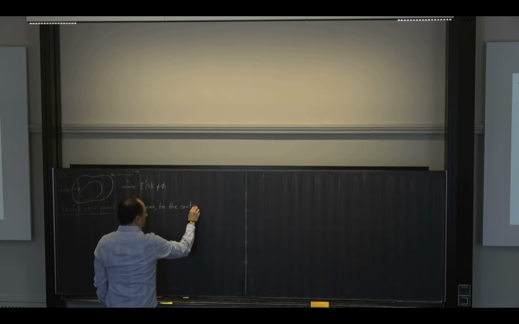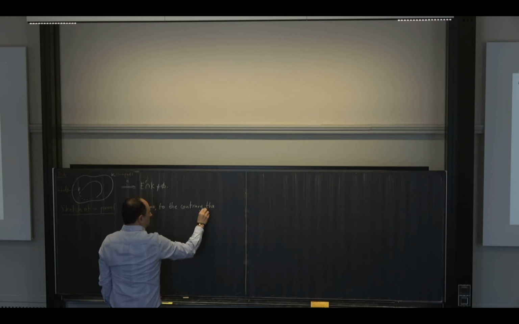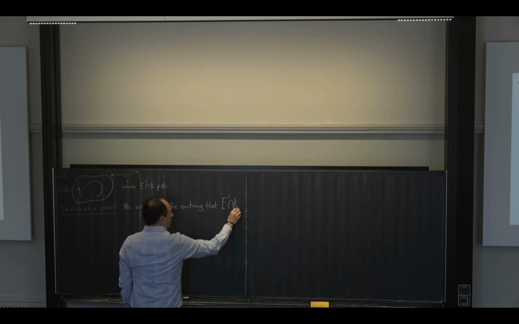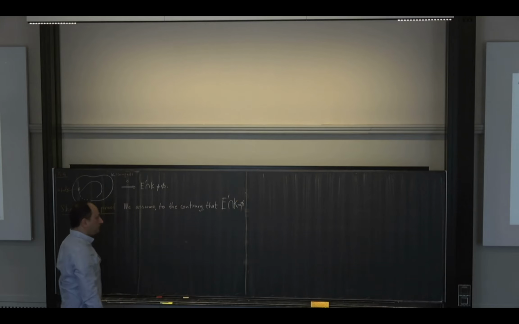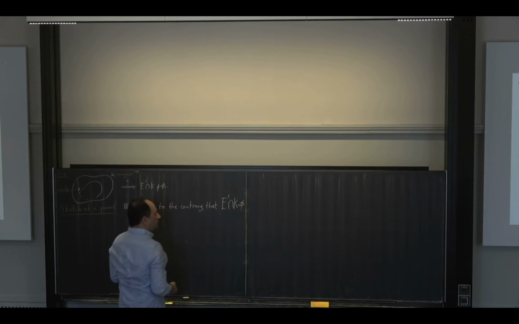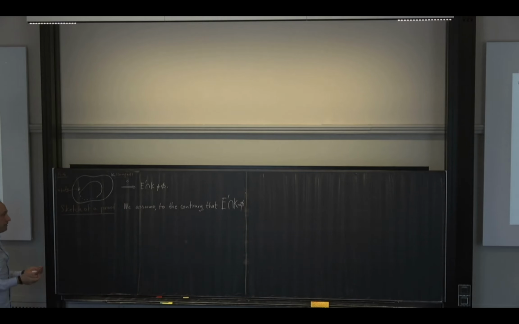So we assume to the contrary that E prime intersect K is empty. So in the language of set theory, but if you want, it means that none of the elements of K is a limit point of E. And we want to explore the consequence of this assumption and arrive at a contradiction.